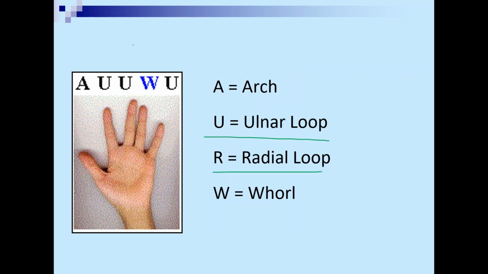For example, if the print was from this individual and the print was a loop that started here and came out in this way, then the direction of the loop would be facing the ulnar bone. Okay? Because in your arm, go ahead and feel the two bones in your arm, or most of us have seen a skeleton.